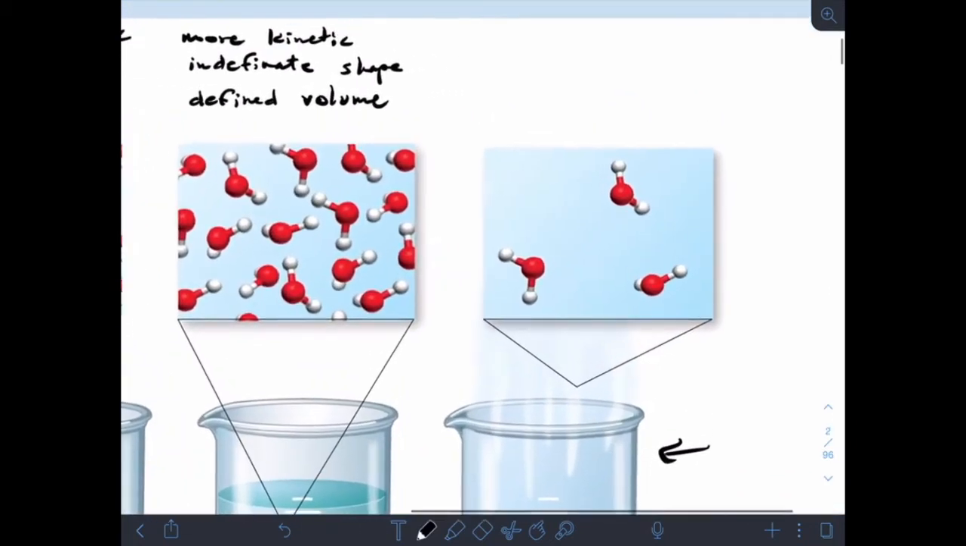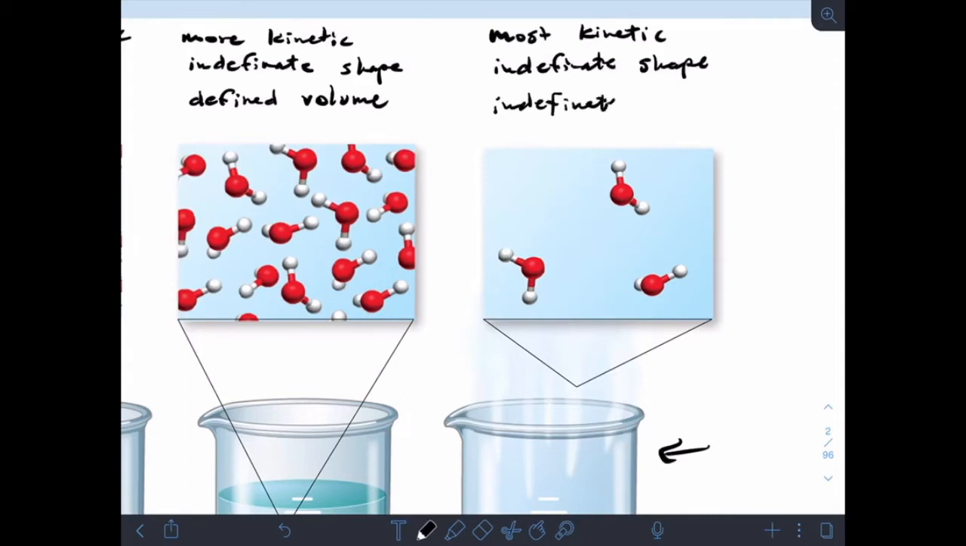So the gas has the most kinetic energy, has an indefinite shape, and an indefinite volume, because now the molecules are not forced to touch each other anymore. They can fly off and do whatever they want. Because of that, gases will fill their container. Whatever the container happens to be, they'll fill it. So it still takes the shape of the container, just like liquids do. But the size of the container will dictate how much volume you have.